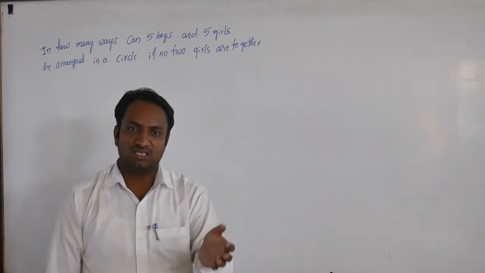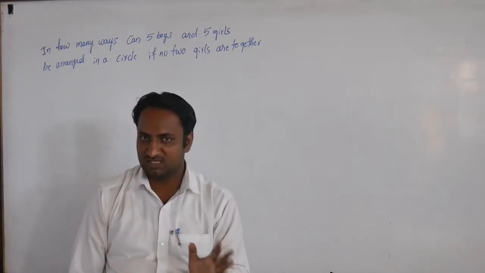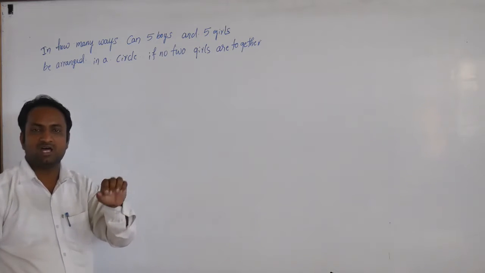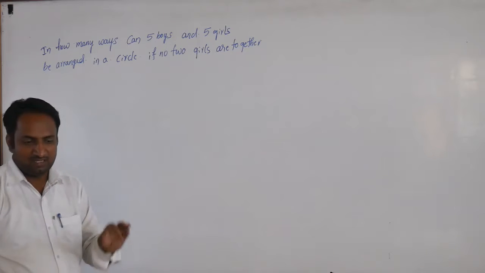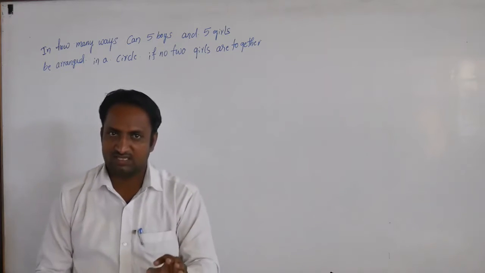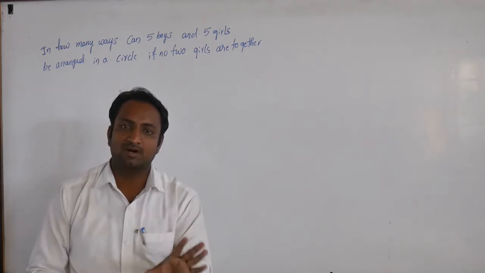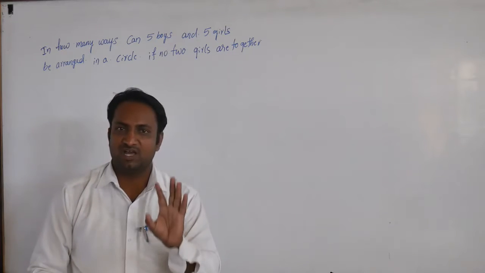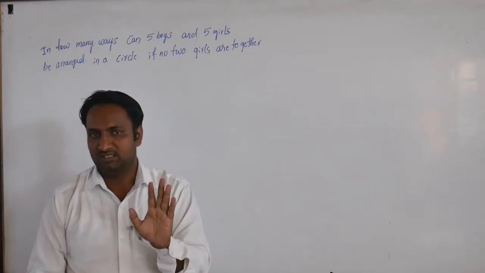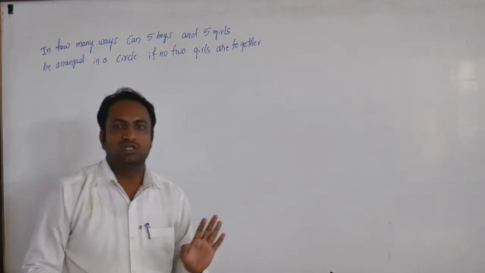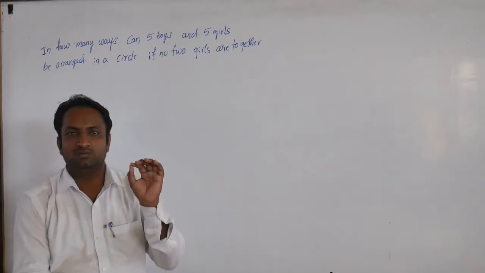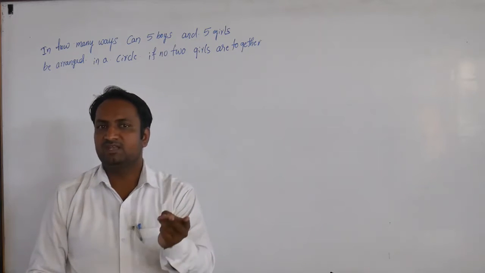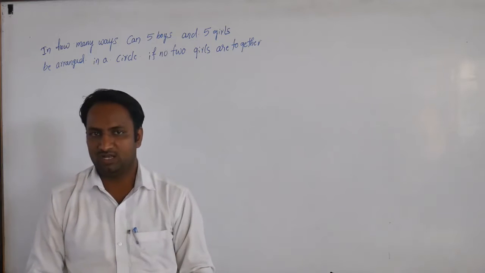Circular permutation means the arrangement of numbers, things, as well as names of persons, where a number of persons are arranged in a closed or circular path. That is called circular permutation. It is represented by the formula (n minus 1) factorial.